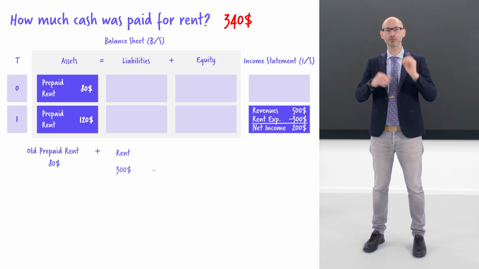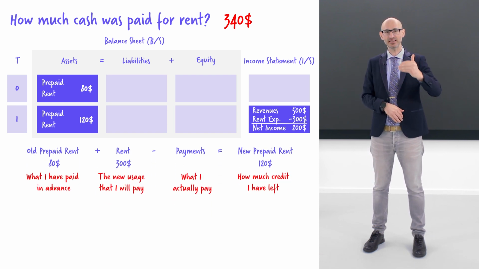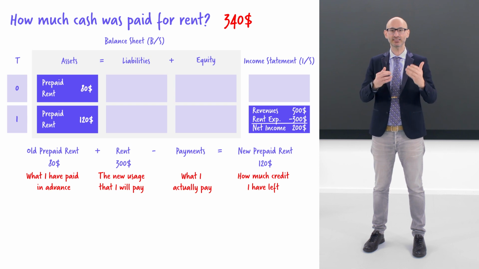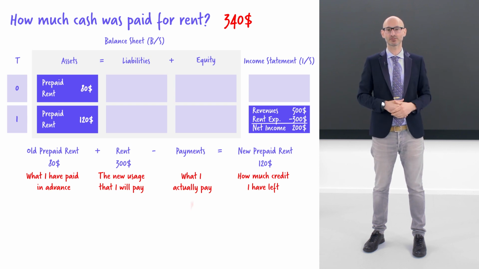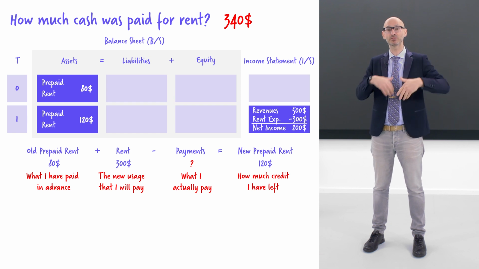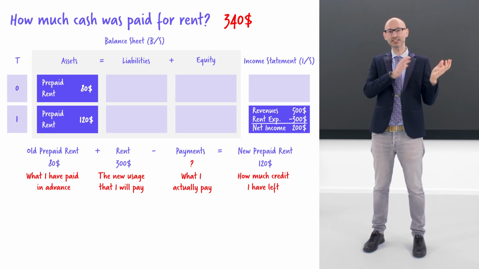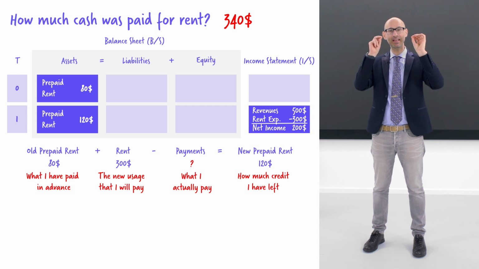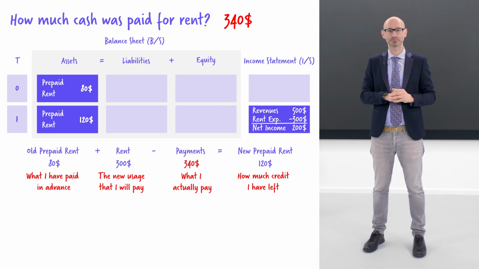Let us put this in a formula. Payments is what I need to pay, factoring in that I have already paid in advance. And then I also pay extra so that there is an advance payment for later. Put this in the equation and you get that payments is 340.